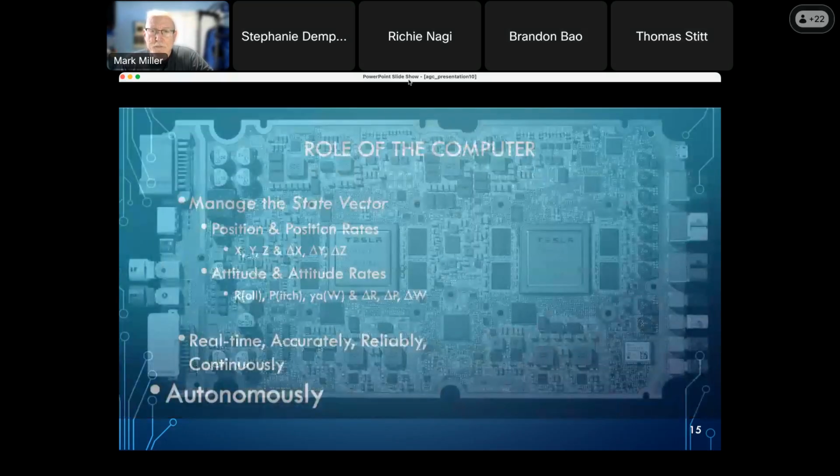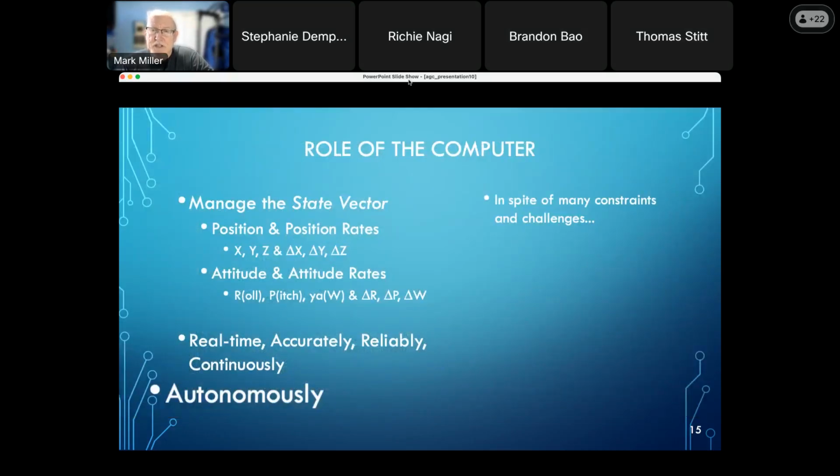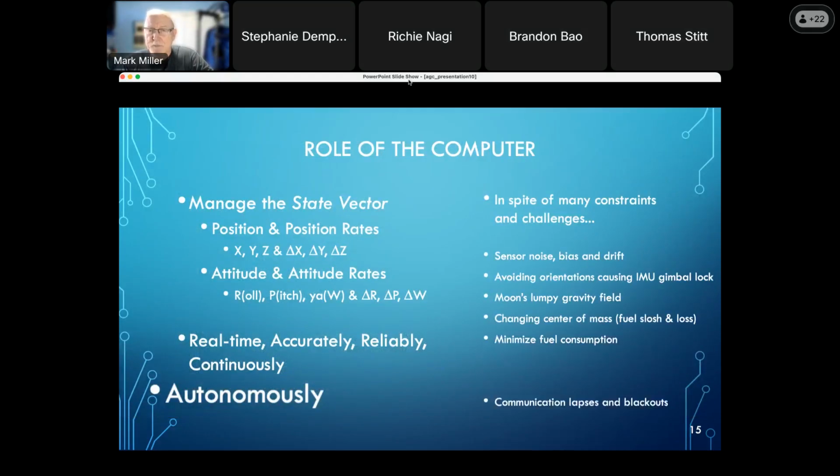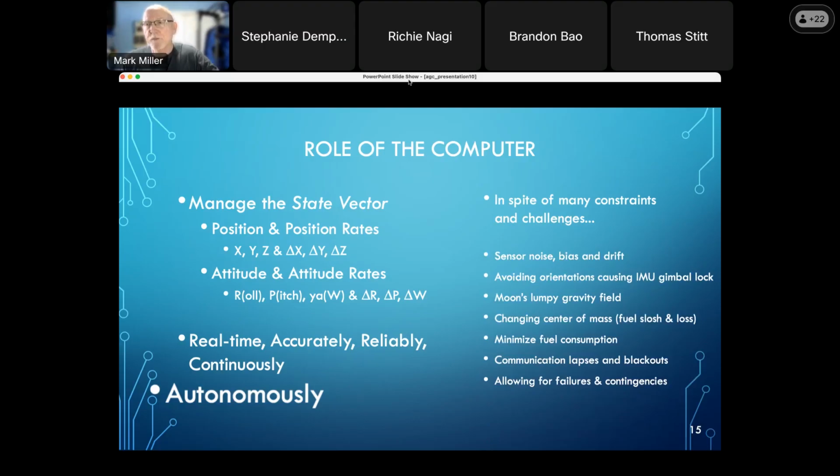So the computer had the challenge of managing the state vector, but it also faced a number of other challenges, such as sensor noise and bias, and the moon's lumpy gravity field. The moon is not homogeneous. It actually has mass concentrations, which create a very lumpy gravity field to fly through.